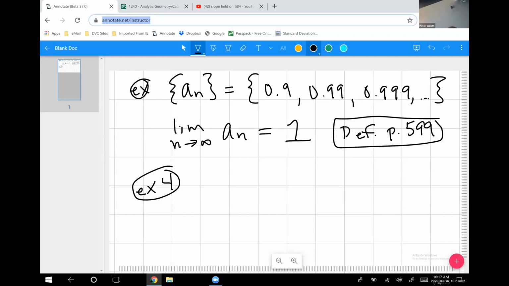And just as it was with a limit, basically the limit L of a sequence is the value that it approaches in a limiting fashion. Basically, if the limit as n tends to infinity of a sub n is L, then we call that the limit of the sequence. But let's look at another example here.